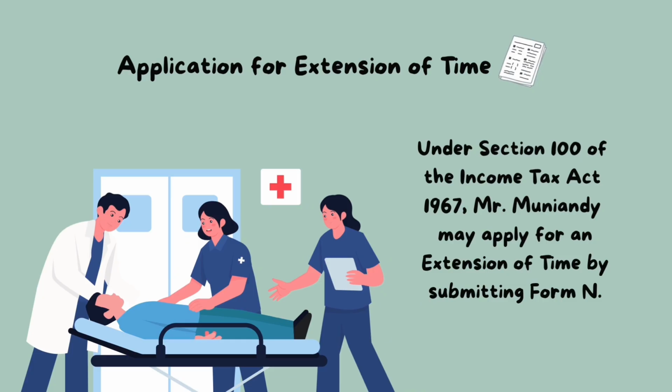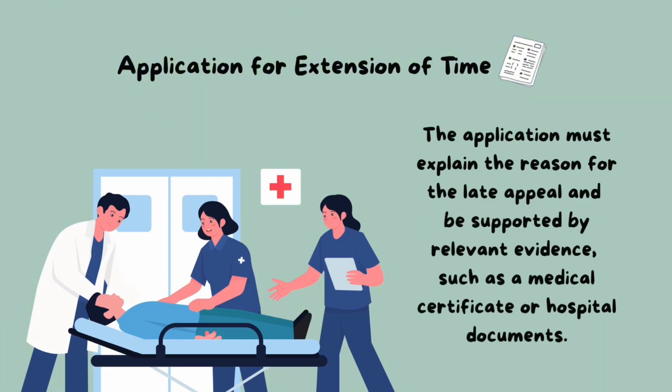Application for extension of time. Under Section 100 of the Income Tax Act 1967, Mr. Muniandi may apply for an extension of time by submitting Form N. The application must explain the reason for the late appeal and be supported by relevant evidence, such as a medical certificate or hospital documents.